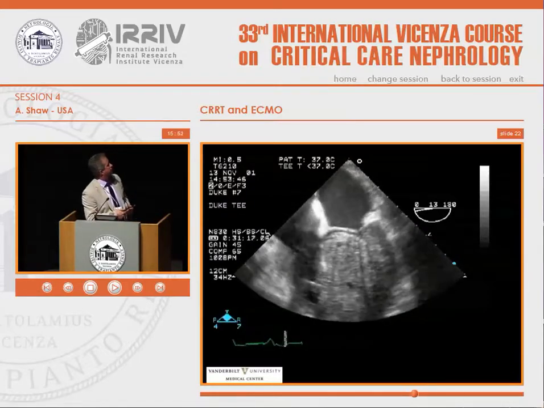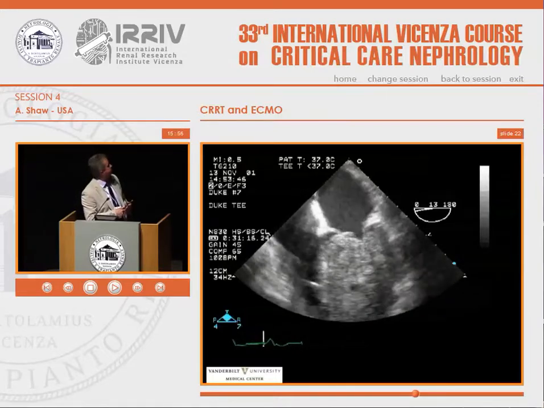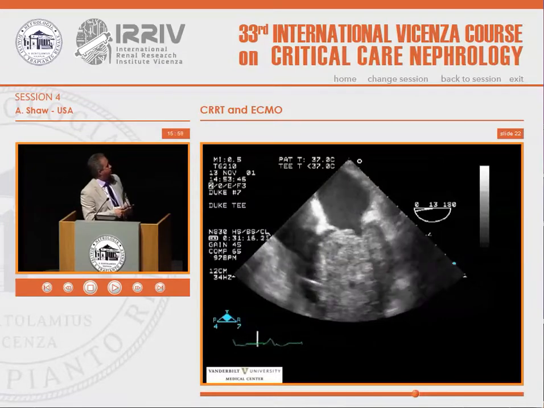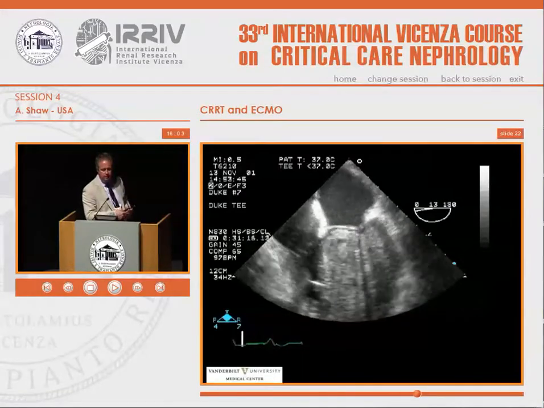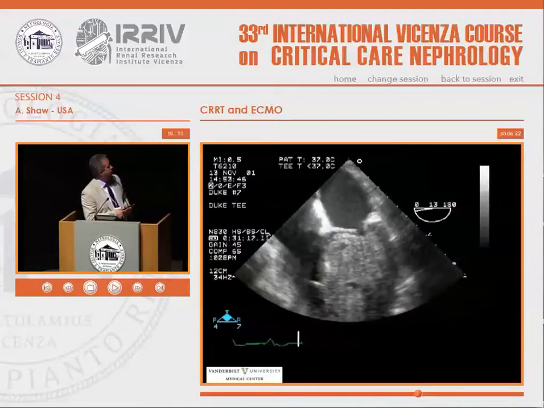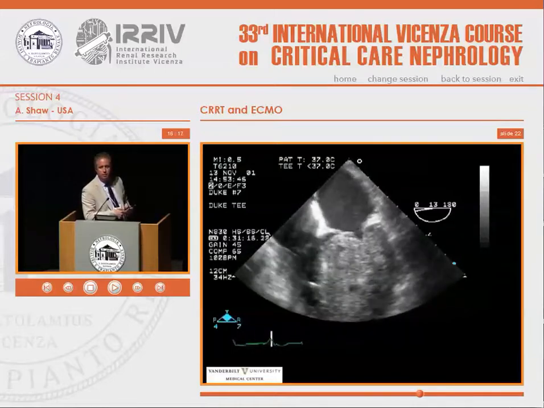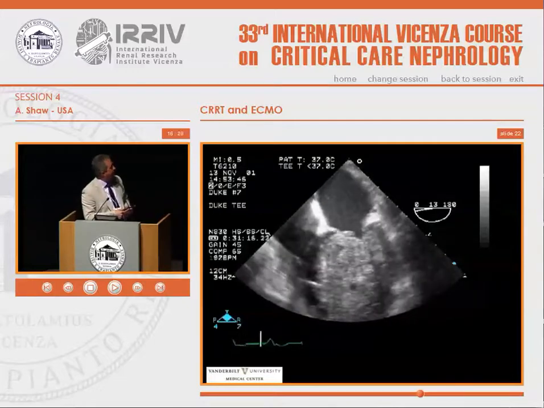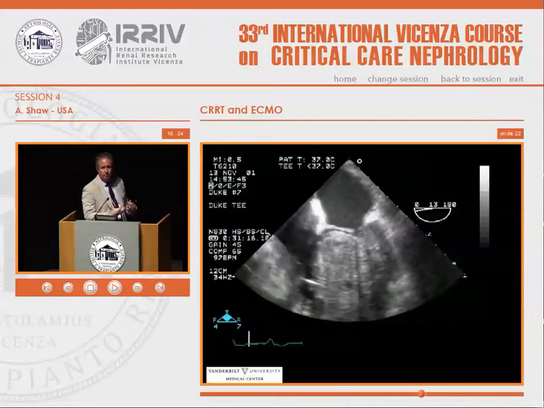If you see this, it's a big problem. For those of you that aren't aware, this is an old TEE taken at my previous institution. This was one of the first patients we put on ECMO in the modern era, and this is a transesophageal echocardiogram. This is the left atrium. This is the right atrium. This is the right ventricle, which is nicely decompressed, and this is the left ventricle here. And as you're aware, blood is echolucent. Clot is echogenic. And this is extremely bad news. This is a left ventricle cavity completely full of blood clot.